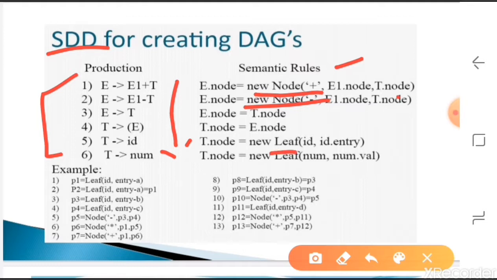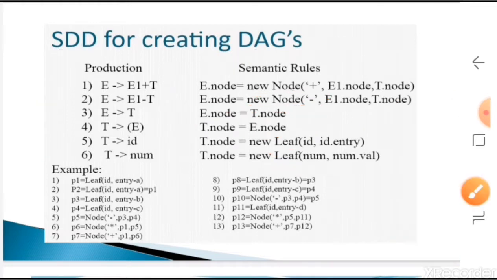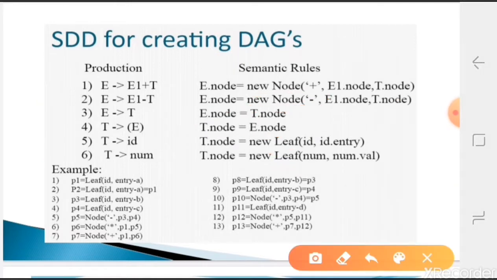So if you observe previously, we had just the evaluation part, how we will evaluate in the semantic rule. Now here we are writing a new node or a new leaf. The remaining part is the same, but here we are writing something else. What is this something else? It is how we have to implement it internally, that part we are writing here.